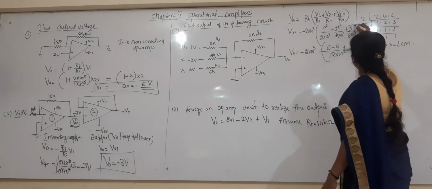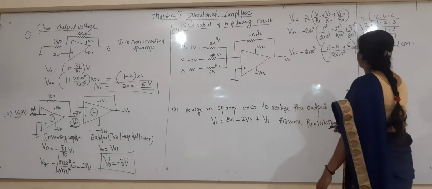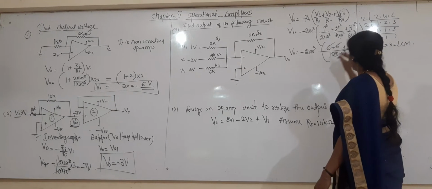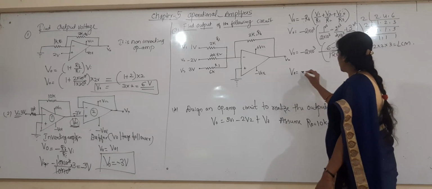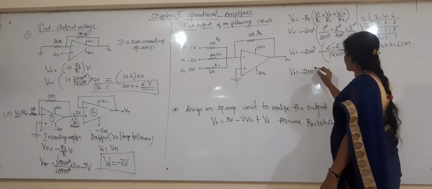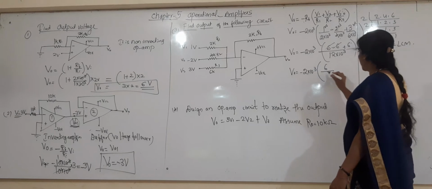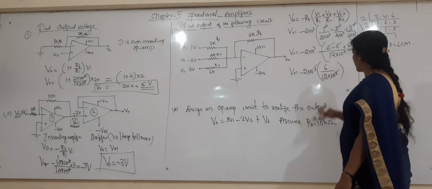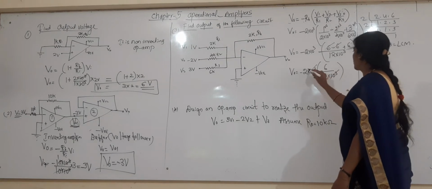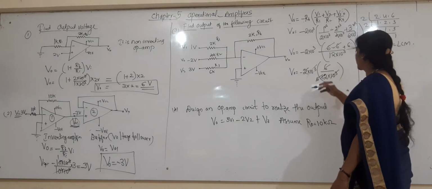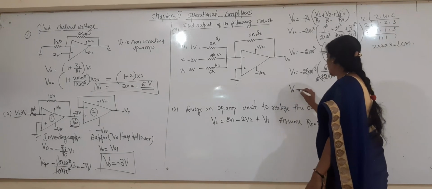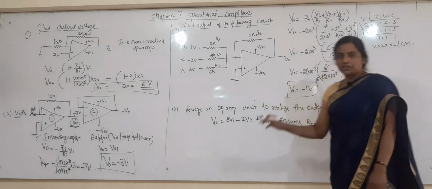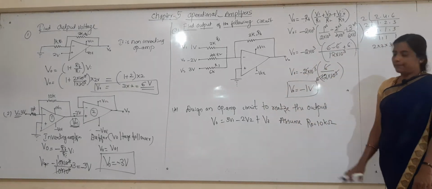And plus, 3 2s are 6. So 1 plus 6 minus 6, the 6s cancel here. Therefore V0 is equal to minus 2 kilo into 6 divided by 12 kilo. Kilo and kilo cancel here. 2 1s are 2, and 6 cancels. So finally our output voltage is minus 1 volt. It is the output voltage for this summing amplifier.